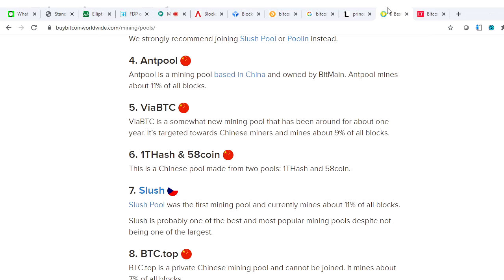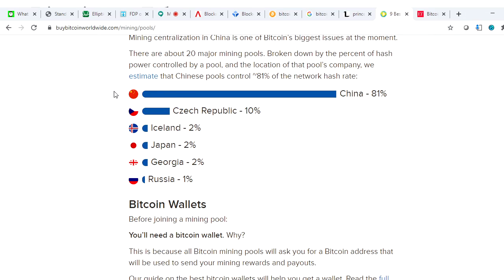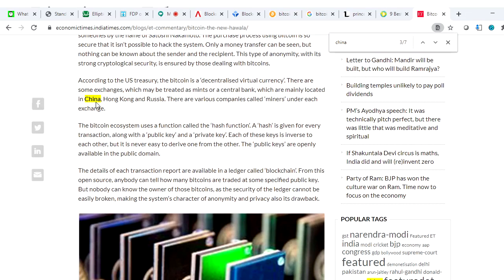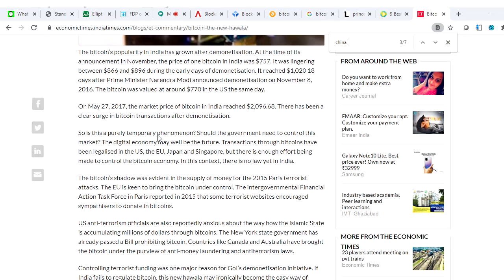Just previously we have seen the mining pools. How many mining pools are there in China? So many are there. China, Hong Kong, and Russia, right? Hong Kong again is under this leadership, and Russia. These are the different leaderships over here. So this is clearly an eye opener.